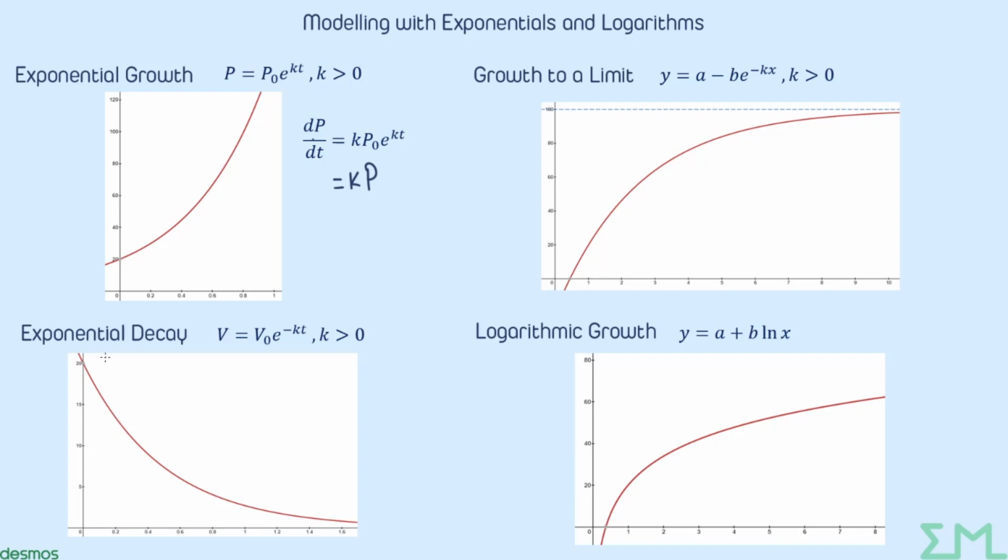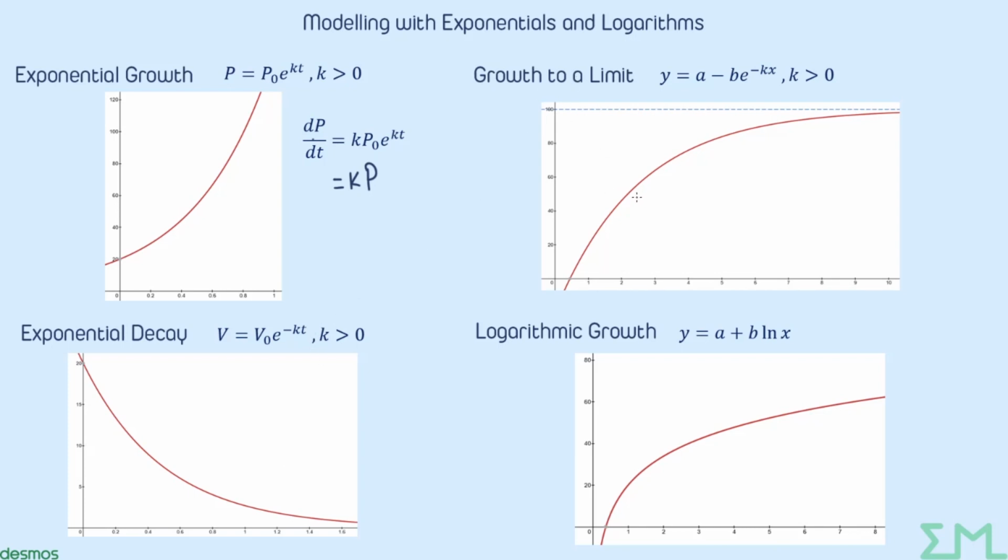We also have exponential decay, which is where we have the same exponential model but with a negative power of e, which has the effect of flipping the exponential graph in the vertical axis. So what we have instead is a depreciation. So this could be used for the depreciation of something like a car, and you can see that it tends to zero over time.